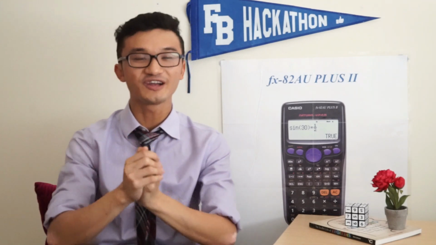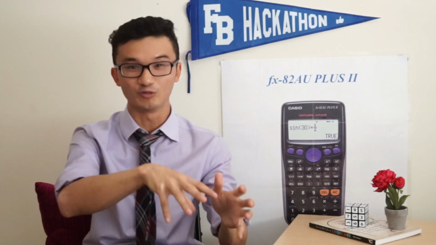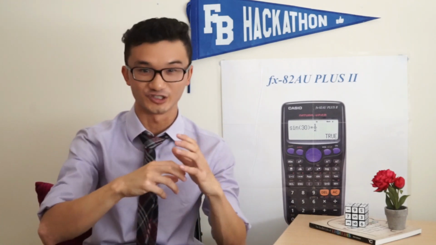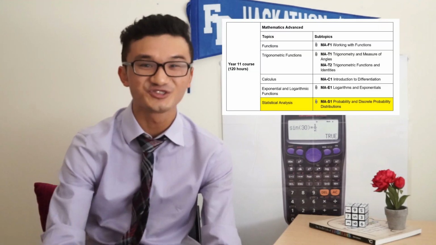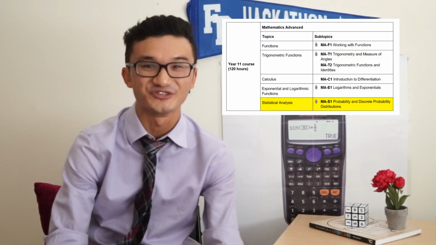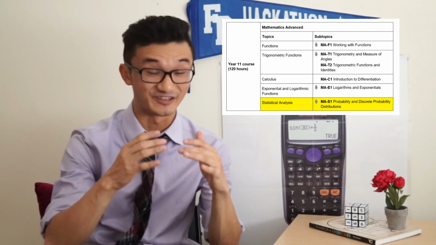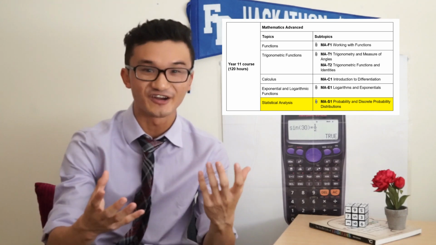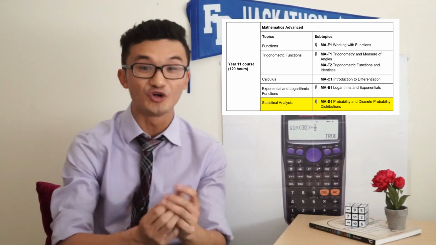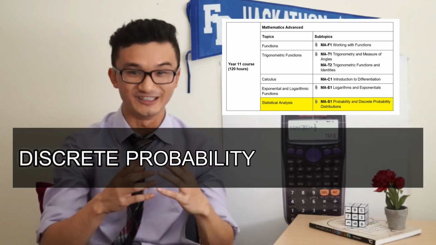Now, just a word of warning, that doesn't mean you throw everything out the window, because in the trigonometry topic, you may need to call upon some of those angle properties to solve various problems. So just keep that in the back of your mind. Now, what's new and fresh is that statistical analysis is now in Mathematics Advanced for the first time. This contains stuff that you've seen before, like probabilities, tree diagrams, Venn diagrams, and things like that. But there's also some new content, like discrete probability distributions.